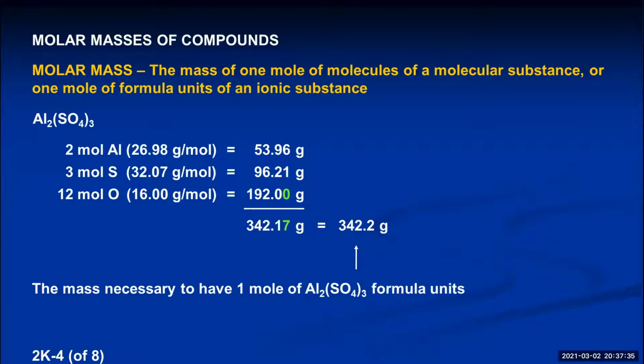You could write an equality statement for that. 342.2 grams of aluminum sulfate equals 1 mole of aluminum sulfate, completely analogous to what you do for elements from the periodic table. We can do the same thing for compounds, okay? If that makes sense to you, we're going to give you one to calculate the molar mass for.